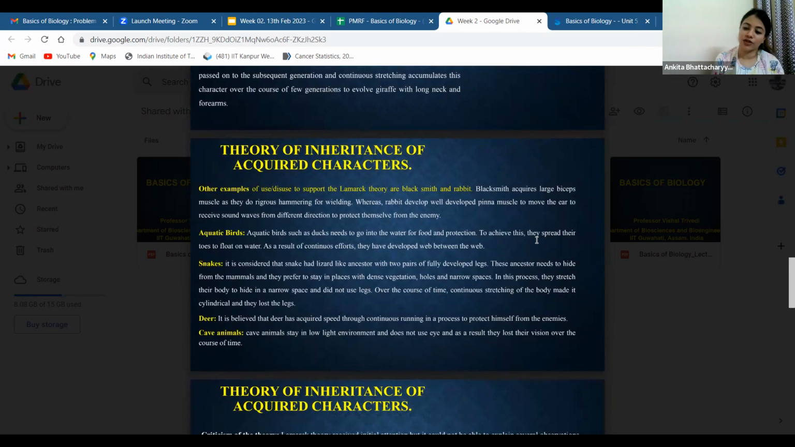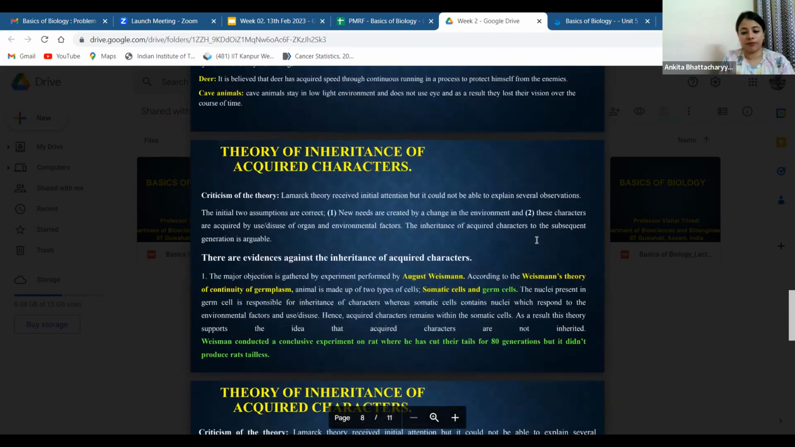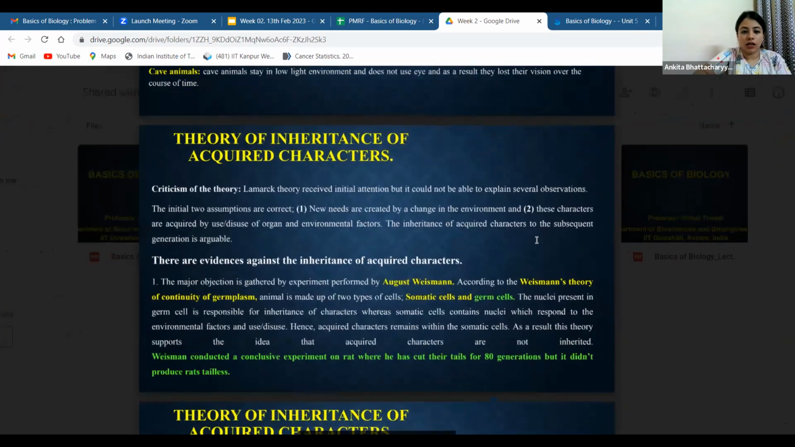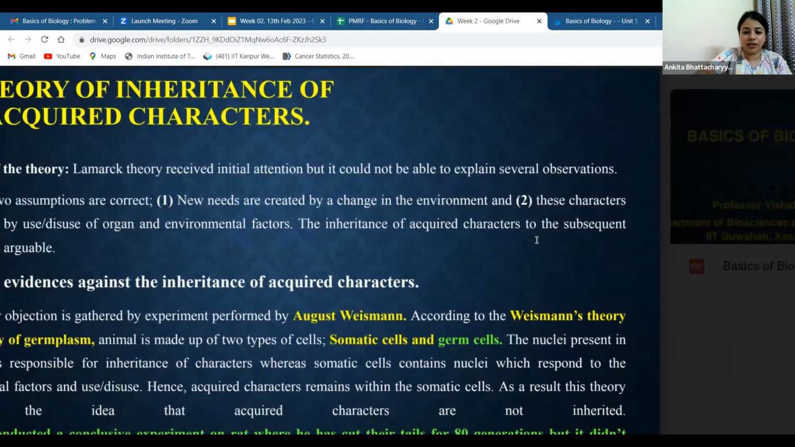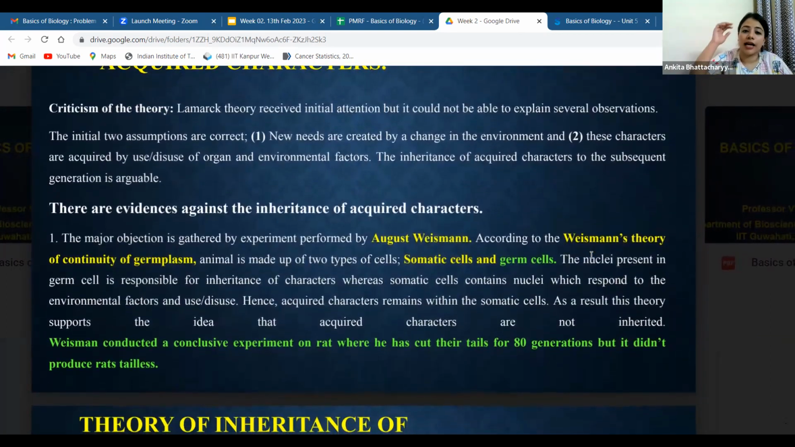They did not need them, so over a period of time they just lost this ability. So that was his idea, but there are, of course, criticisms of this concept. One of the major criticisms was given by August Weismann, and his idea was about the continuity of germplasm.